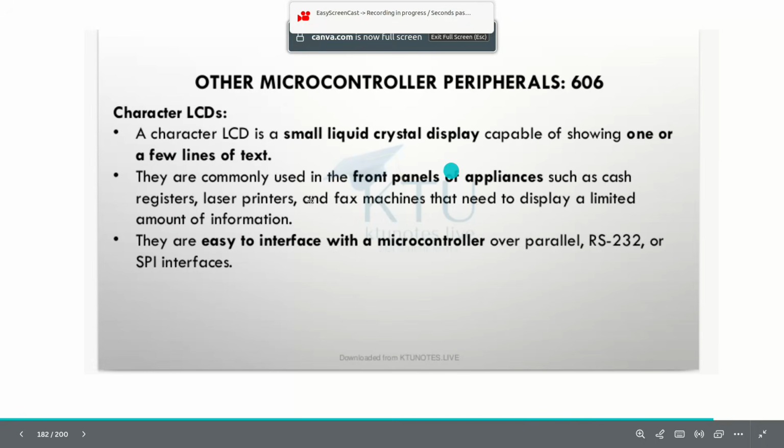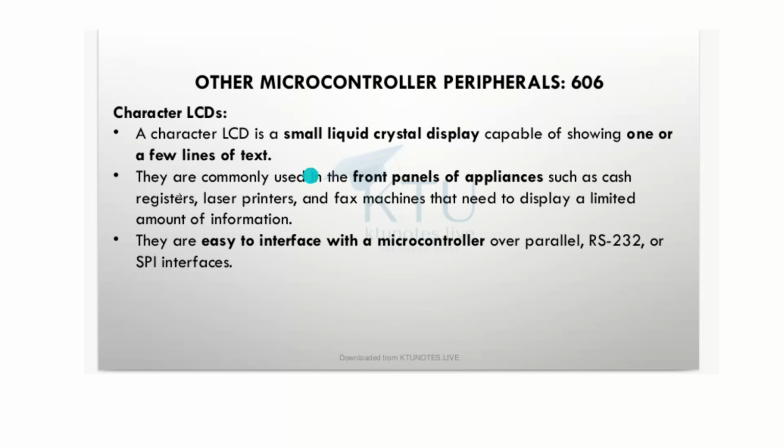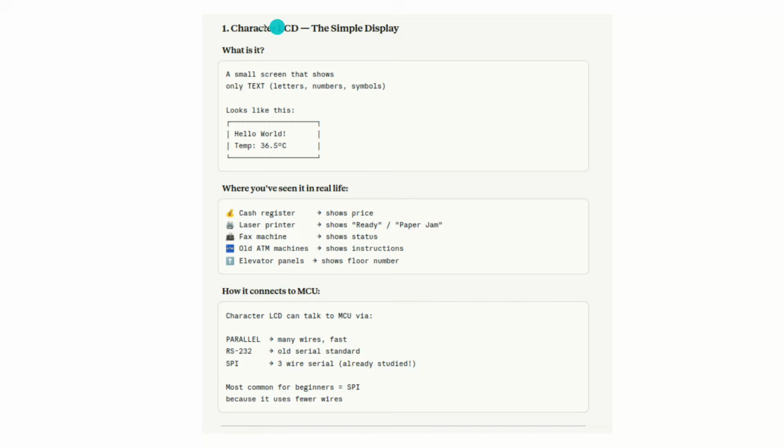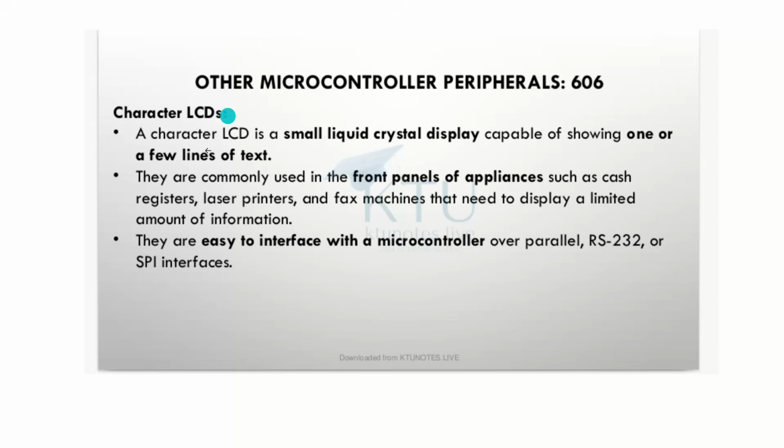So we have to learn about other microcontroller peripheral devices. One such peripheral device is the LCD. An LCD is a small liquid crystal display. It is capable of showing one or a few lines of text. They are commonly used on the front panels of appliances such as cash registers, lasers.